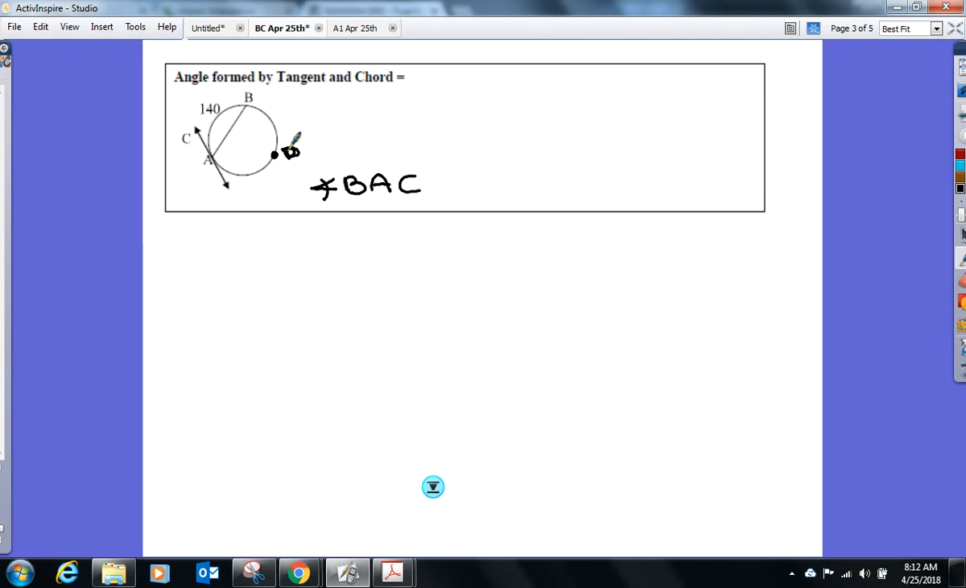So it's kind of like one of those special angles, right? It's not inside, it's not outside, and it's not an inscribed. All right, so here's how we find an angle formed by a tangent and a chord. It's half its intercepted arc. Even though it's not called an inscribed angle, we still find it like it's an inscribed angle.